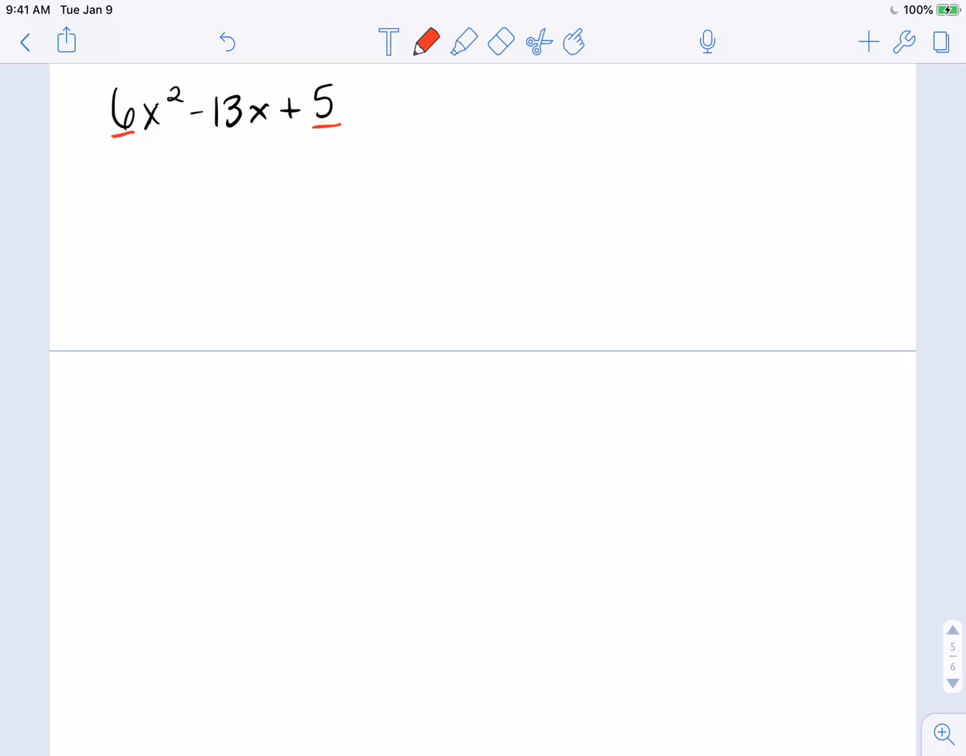Okay, so 6, the factors are 1 times 6 and 2 times 3. 5, your factors are 1 and 5. That's the only two things you can multiply and get 5. So we know that it's going to be x and 1 and x and 5.